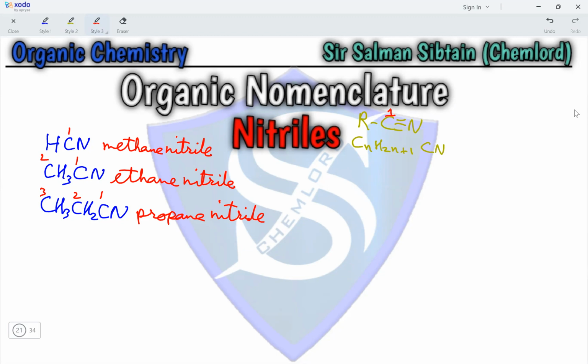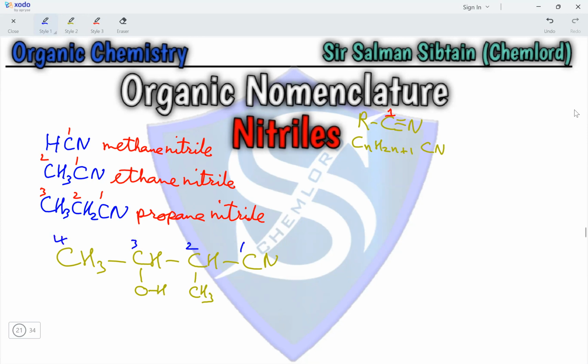So now if we introduce substituted groups in the parent carbon chain, we would have compounds like CH3, then we have CH, then we have CH, then we would have CN. So let's place an OH here and a CH3 here. So preference would definitely be given to the CN because it is always the first carbon atom.